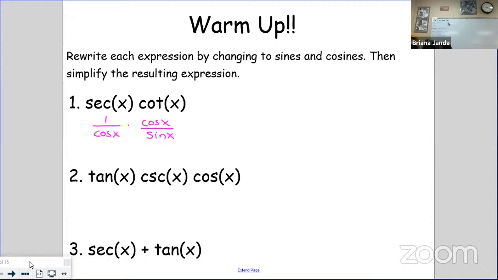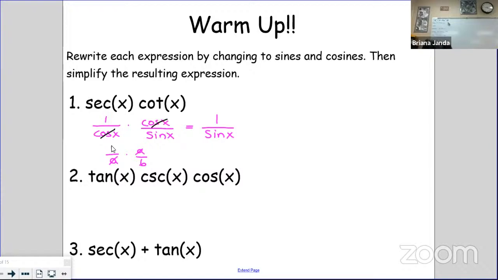When we see something like this, though, it is similar to something like 1 over a times a over b, where the a's would cross off, and our trig functions behave just like a variable would in that sense. Okay, so as I see this, I see a cosine here in the bottom and a cosine here in the top, which would simplify, right? Leaving me with multiplying straight across the top, straight across the bottom, 1 over sine of x.